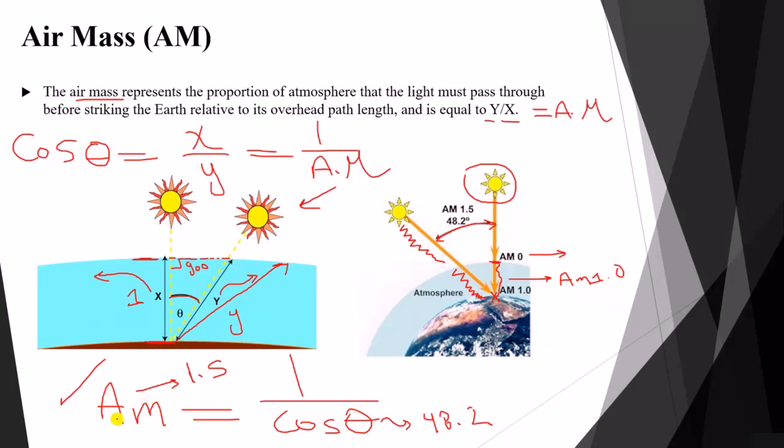So when you see on the panel that the measurements are taken at air mass of 1.5, it means that the angle between the vertical and the current position of the sun is 48.2. Does it really matter in anything? No, it doesn't matter. This is just for your own knowledge, so when you see air mass 1.5, you understand what this means.